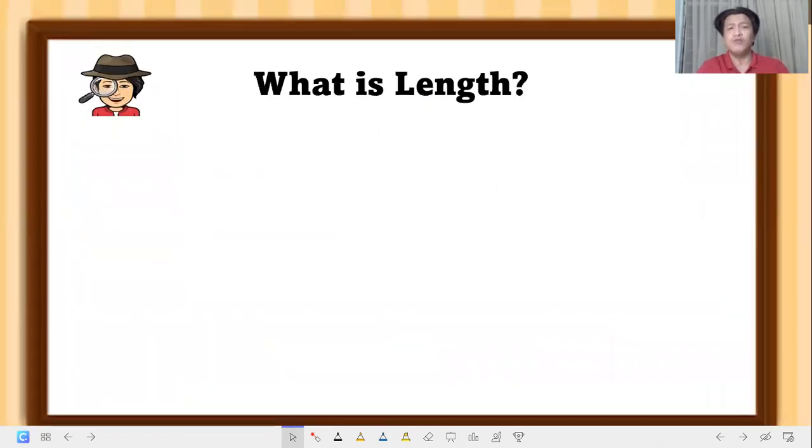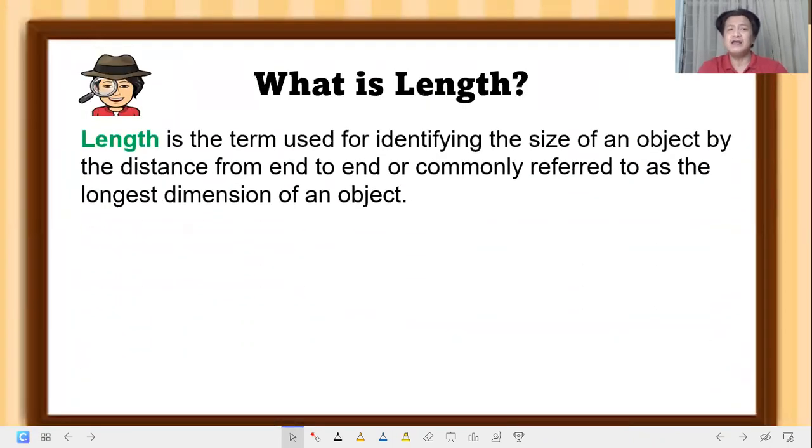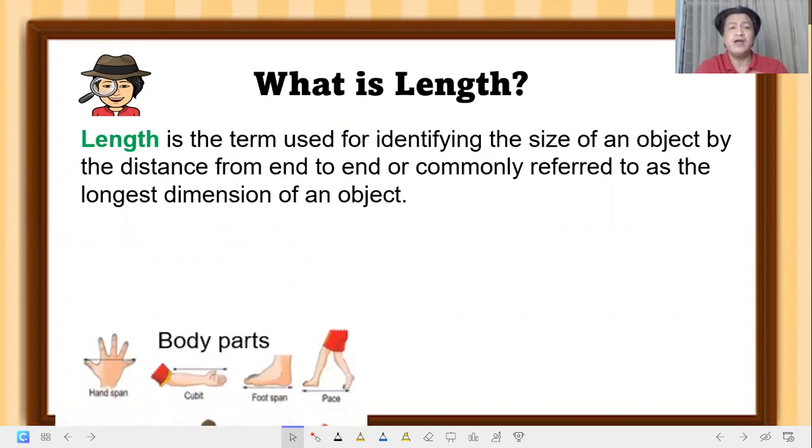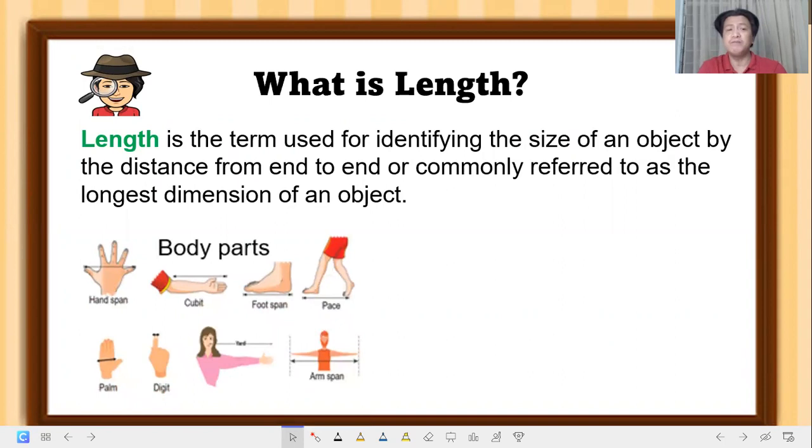But before that, what is length? Length is the term used for identifying the size or yung sukat of an object by the distance from end to end, or commonly referred to as the longest dimension of an object. We have these body parts to measure the length of an object: hand span, cubit, foot span, pace, pound, digit, yard, and arm span. Yan yung ginagamit nila during the primitive times or ancient time.